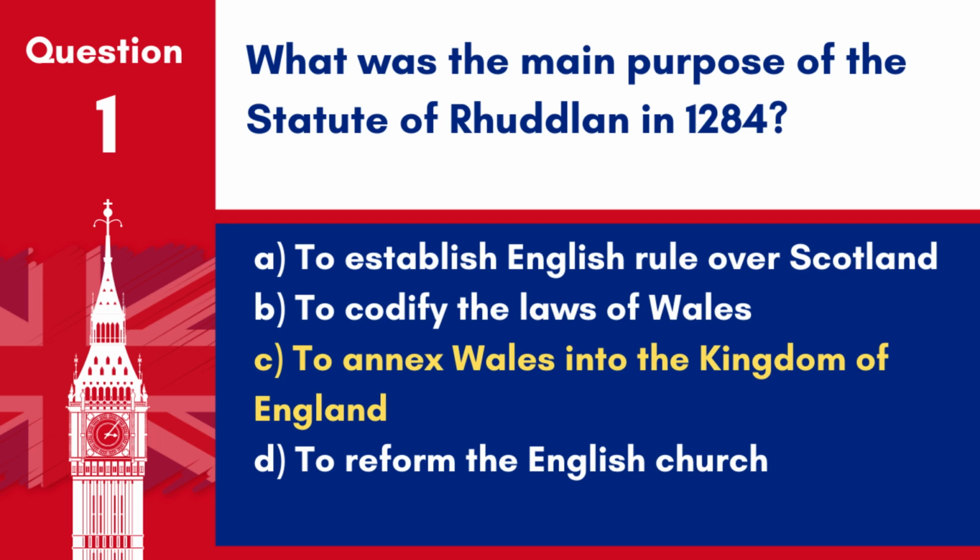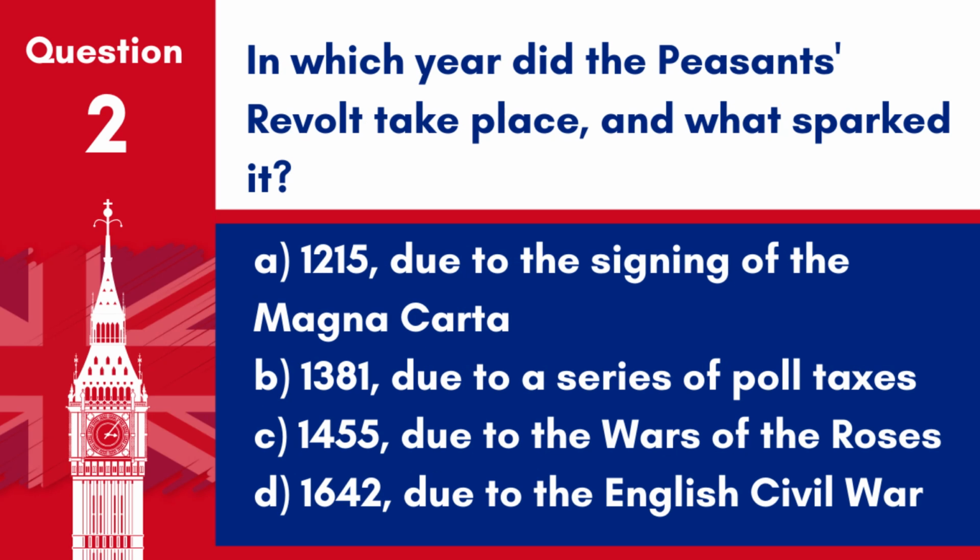Answer: C. To annex Wales into the Kingdom of England. The Statute of Dublin in 1284 was enacted to annex Wales into the Kingdom of England, introducing English common law to Wales.